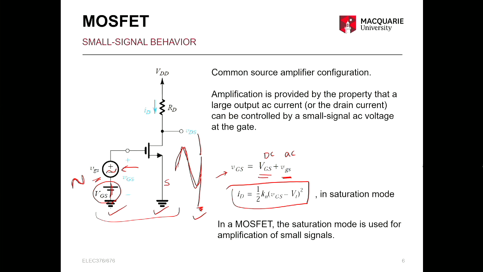So you use the MOSFETs in the saturation mode as amplifiers, right? Unlike BJT. For BJTs you use the forward active mode for amplification, and for MOSFETs you use the saturation mode for amplification. So in the saturation mode you found that the drain current is equal to half Kn (VGS minus VT) the whole square. Okay?